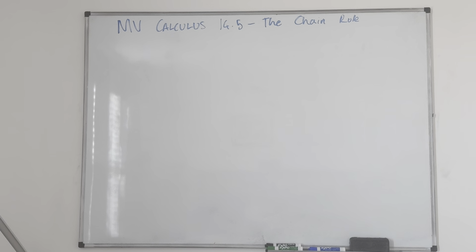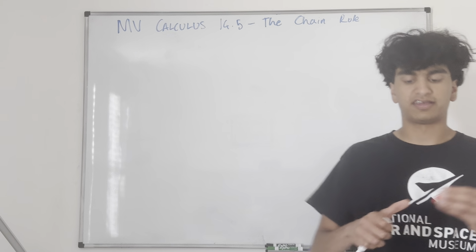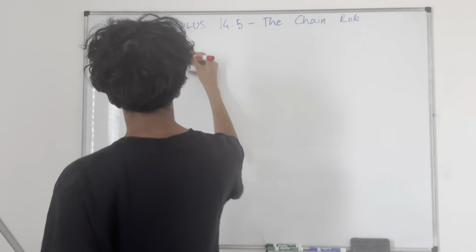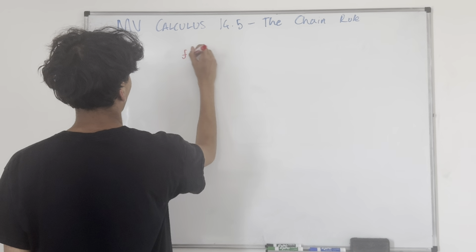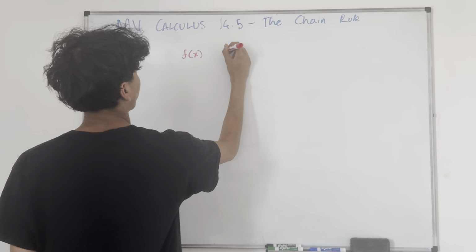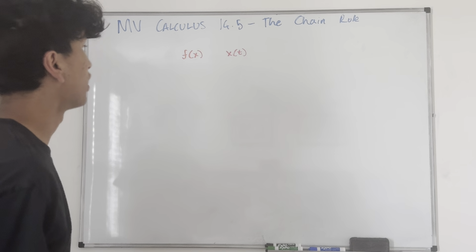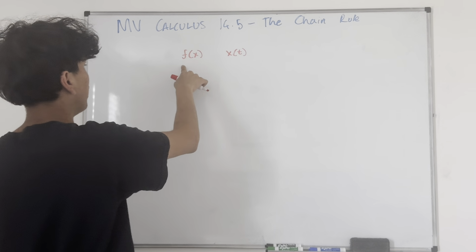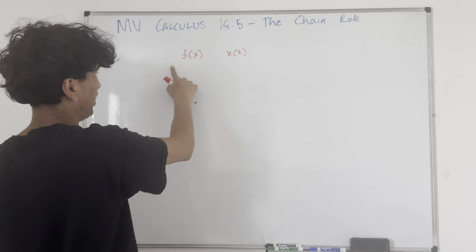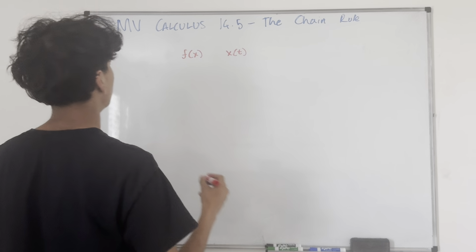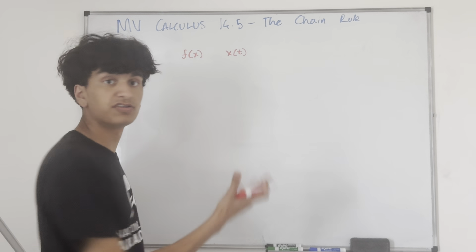So, in the single variable 2D world, we use the chain rule for cases where we had f as a function of x, and then x as a function of t. I know how f changes as x changes. Well, how does f change as t changes? To do this, you just use the chain rule.